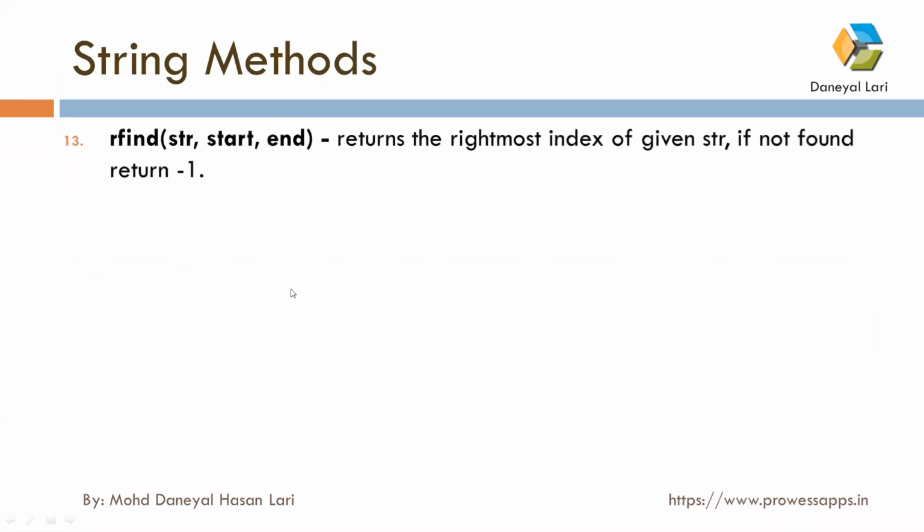Next method is rfind. R stands for right. So this is similar to the find. It returns the rightmost index of the given string. If not found, return -1.